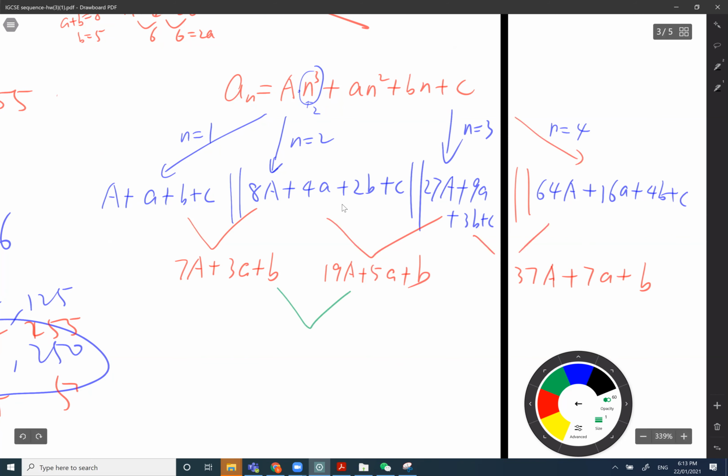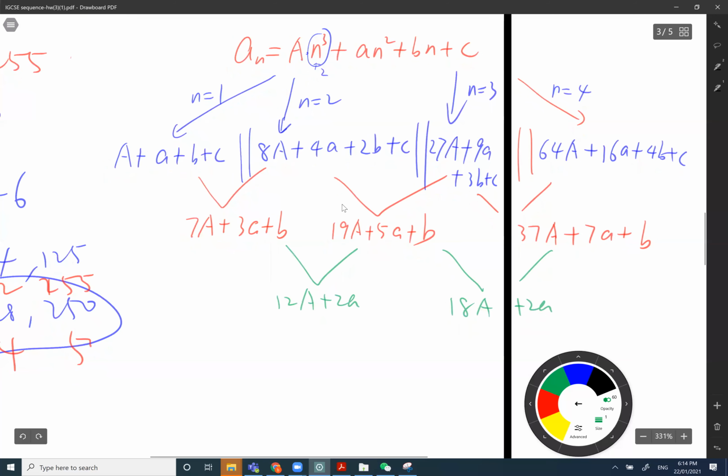Selena, what's the difference here? 12a plus 2b. What's the difference for the next one? 18a plus 2b. Alina, what's the difference now? 6a. Yes. That's why we divide by 6. Copy down this. That's why we divide by 6. A lot of algebra there, huh?